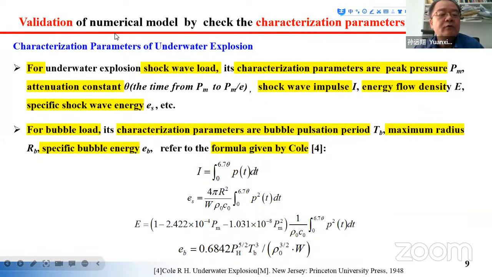Now we will validate the numerical model by checking the characterization parameters. For the underwater explosion shock wave, the characterization parameters are the peak pressure, attenuation constant, shock wave impulse, energy flow density, and specific shock wave energy. For the bubble load, the parameters are the bubble pulsation period, the maximum radius, and the specific bubble energy, and the formula is given by Cole.